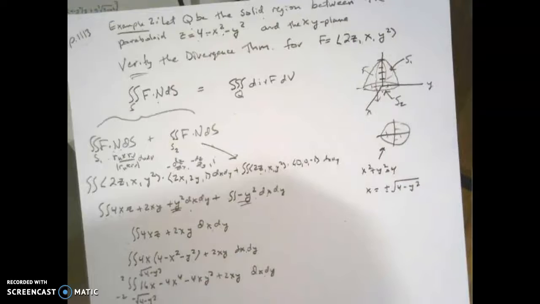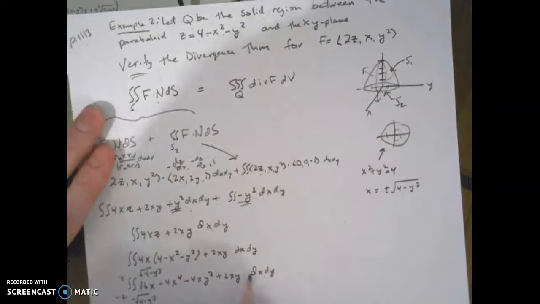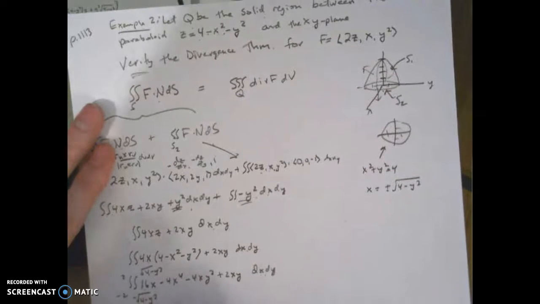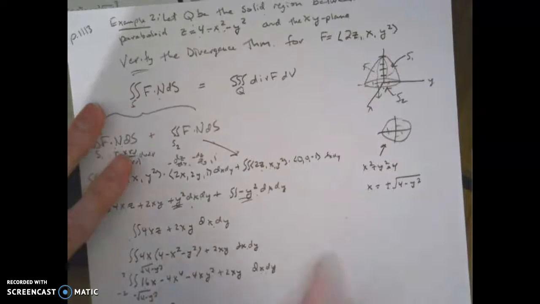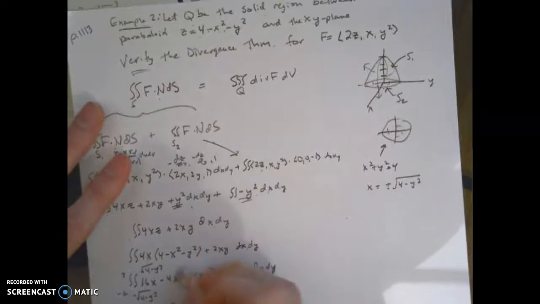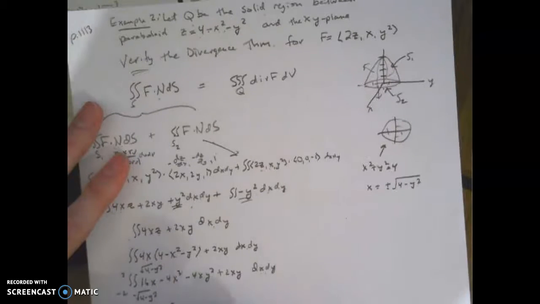Now watch what happens, which is really nice here. We're going to integrate with respect to x. So 16x squared over 2, that's 8x squared minus, sorry, this is not 4x to the fourth. That was 4x times negative x squared. That's 4x to the third. So we get minus 4x to the fourth over 4. So that's just going to be minus x to the fourth.